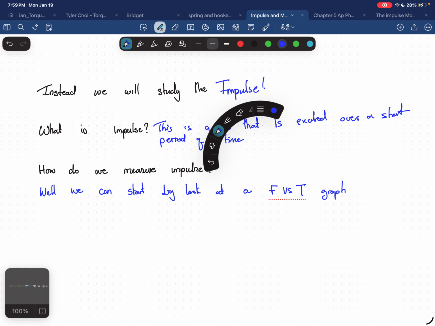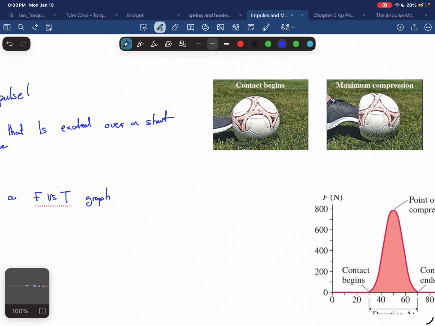Oh, I think when I was revising, I kind of already had some words here. Anyway, I then go to tell you, well, we can start by looking at how we measure impulse. I was rushing there. I apologize. So, just to backtrack, impulse is a force that is exerted over a short period of time. Now, how do we measure it? Well, we can look at a force versus time graph to do this.